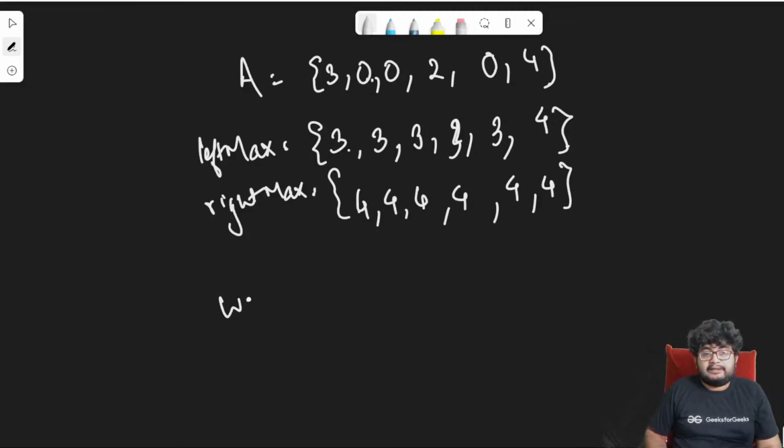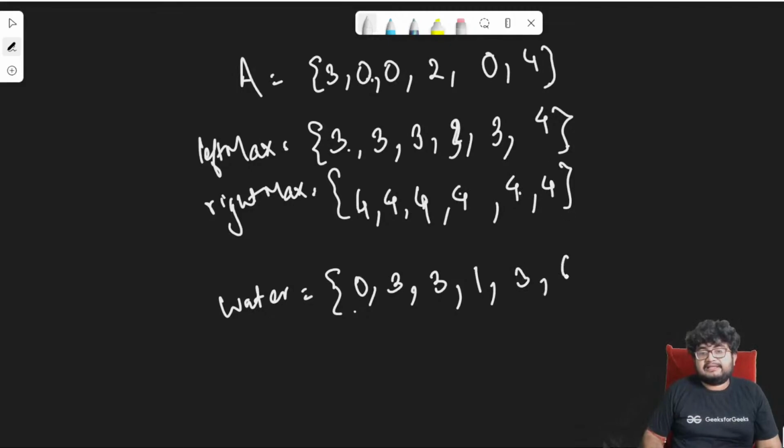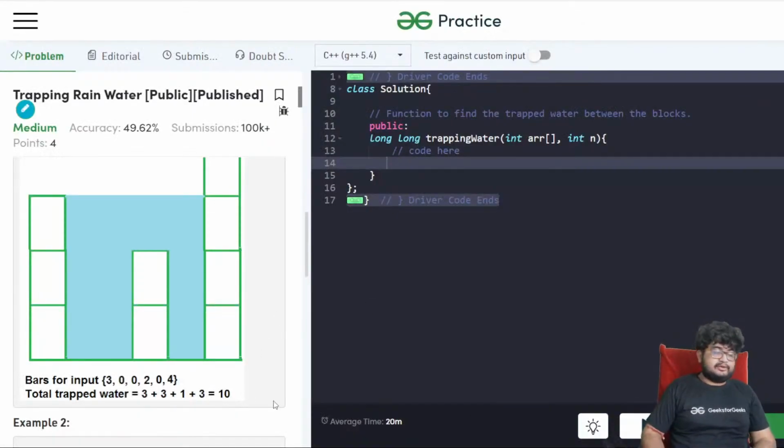What is the amount of water that can be stored per building? For the first one, it will be 0. For the second one, minimum of left max, right max, it is 3, minus height of building, that is 0, that is 3 units of water. For the third one, again minimum of 3, 4 minus 0, that is 3 again. For the fourth one, minimum of 3 and 4, that is 3 minus 2, that is 1. 1 unit of water can be stored. 3 and 4 minus 0, again 3, and again 0. So that is 3 plus 3, 6, 9 plus 1, 10. 10 units of water can be stored, and it is indeed 10 units of water that we can store.